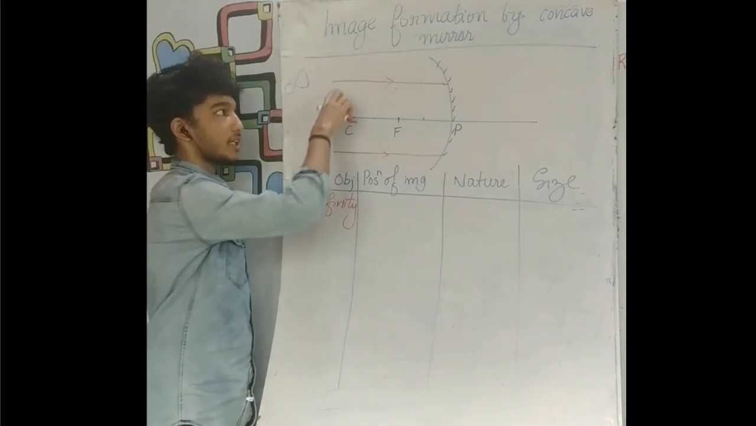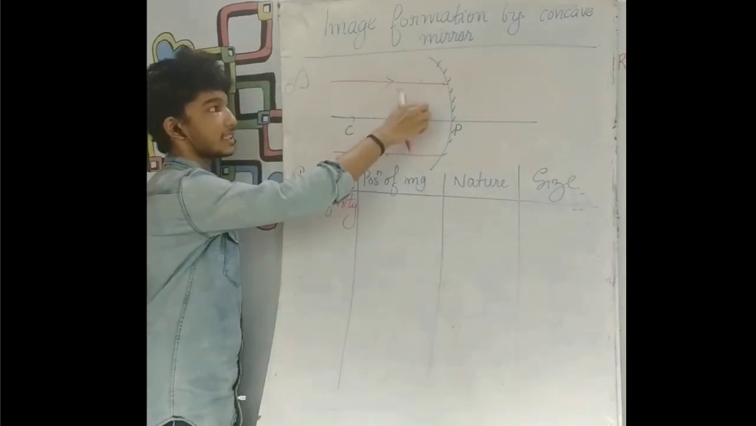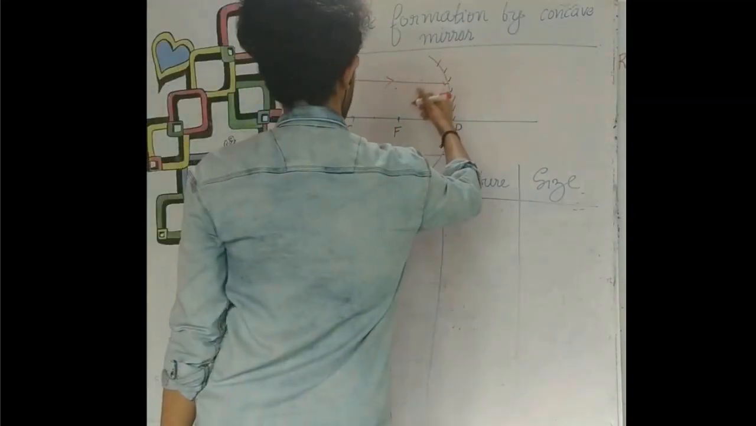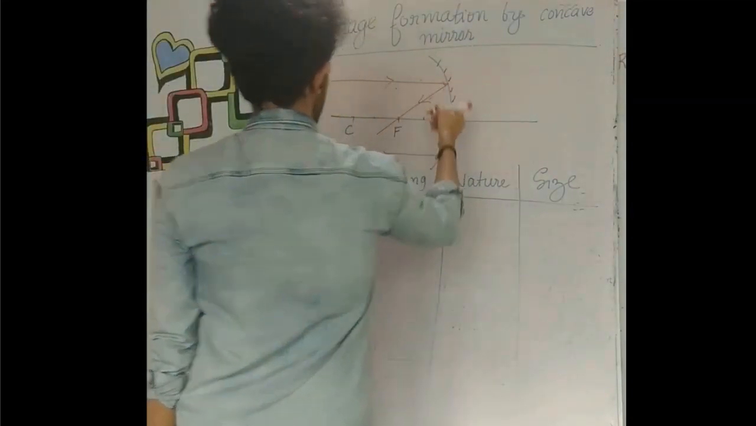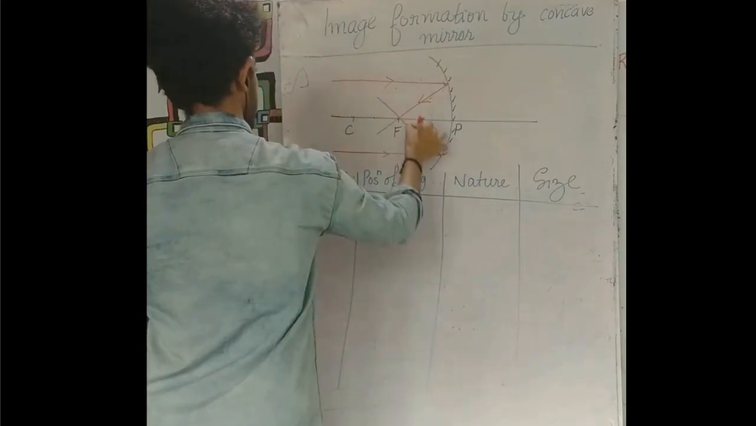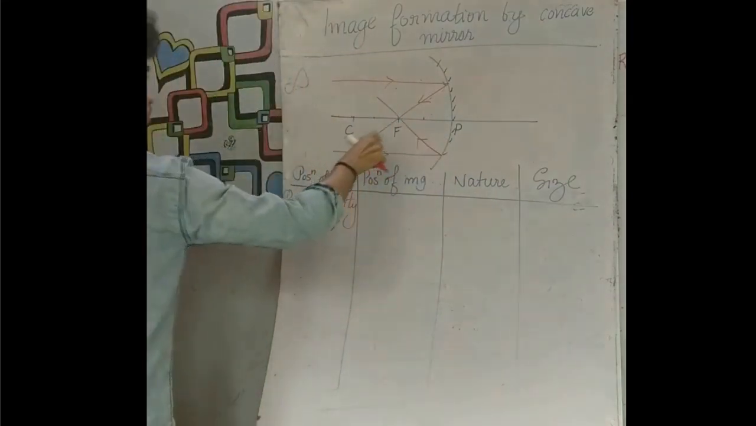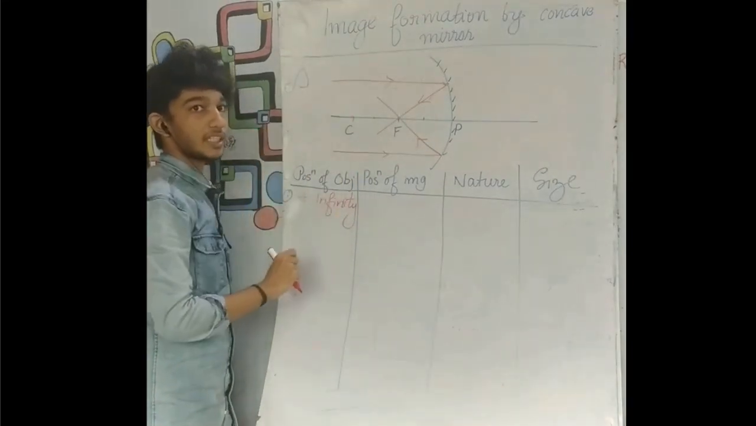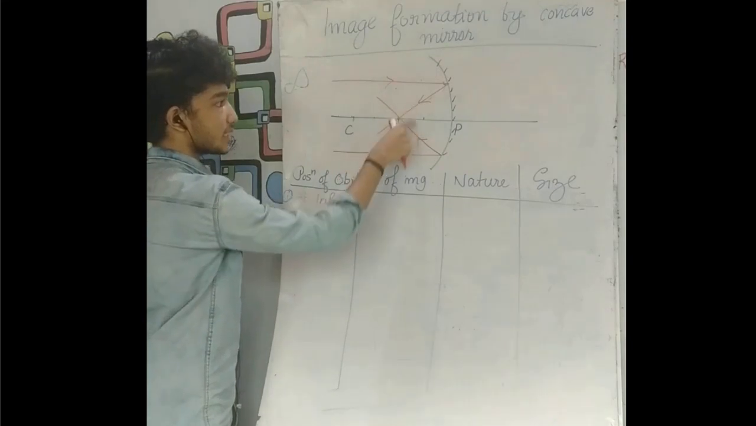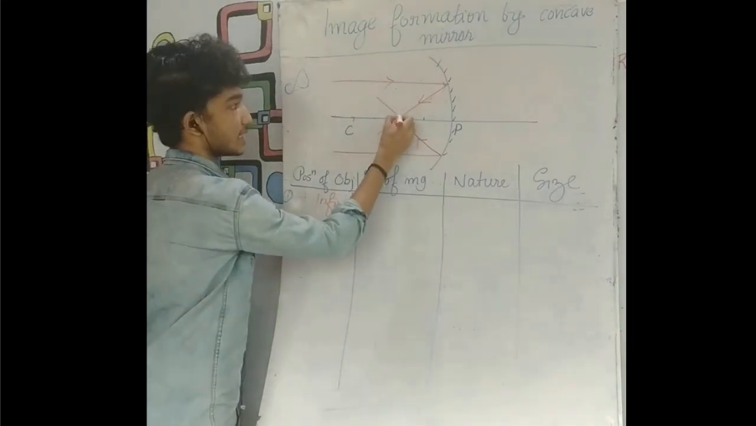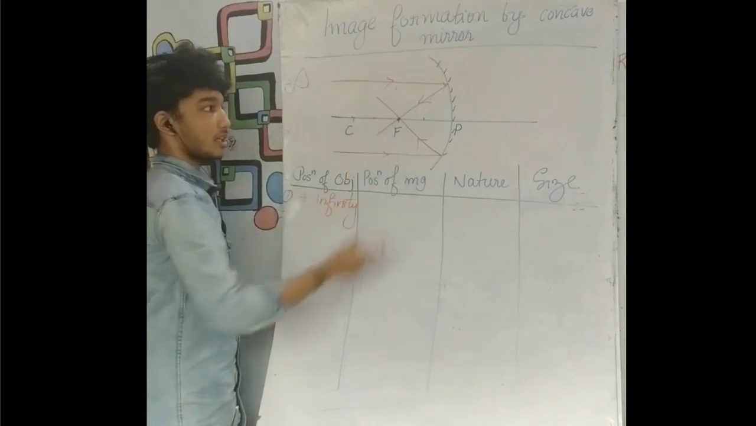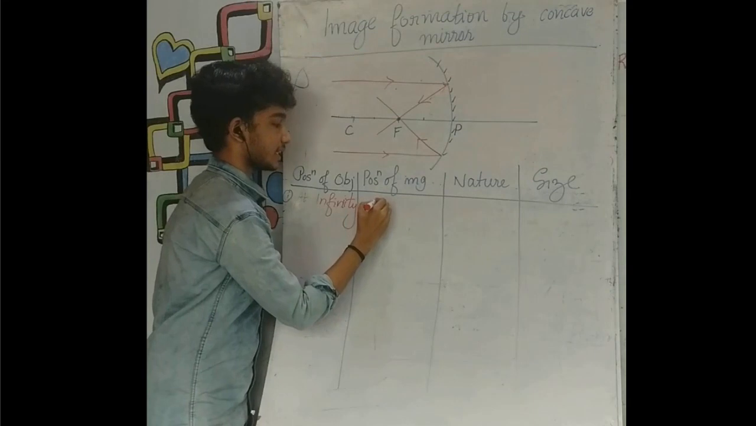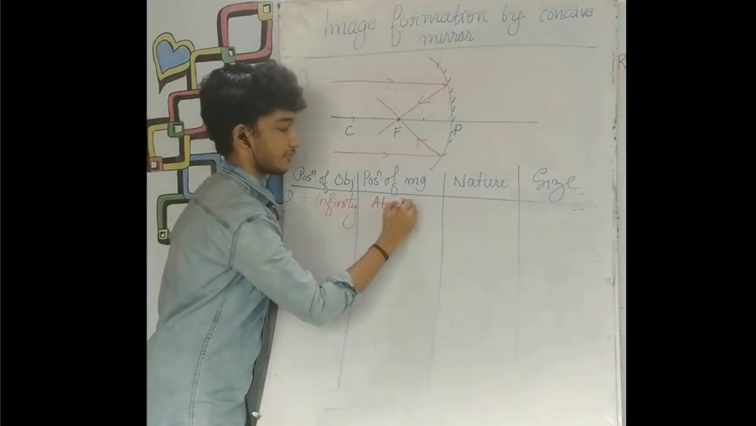The rule is that when a ray of light is passing parallel to the principal axis, then after reflection that very ray passes through the focus. Similarly, this ray also passes through the focus. So at least the intersection of any 2 rays has to be considered so that the image is located. These 2 rays after reflection meet at this point, and this point is nothing but the focus of the concave mirror. So where is the image? Position of the image is at the focus, at F.